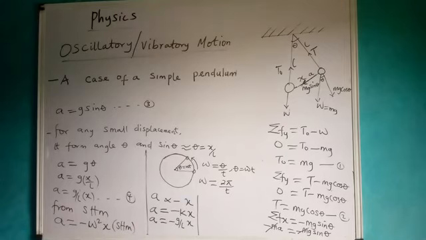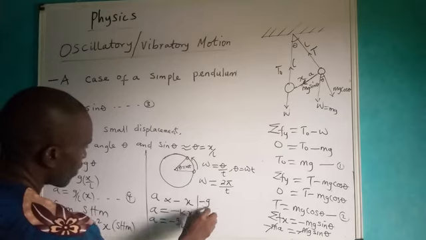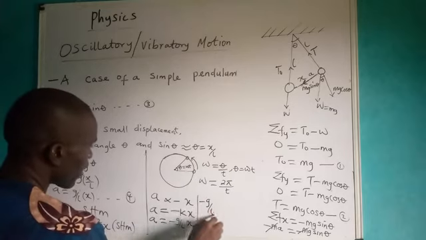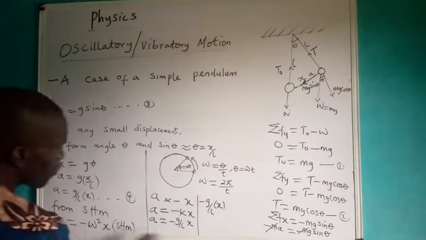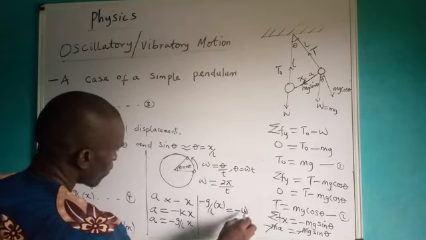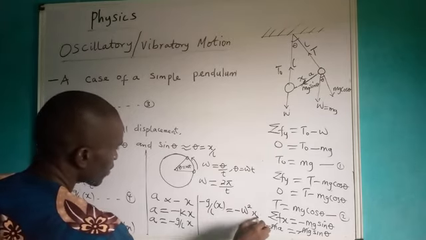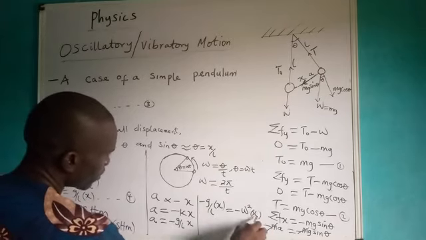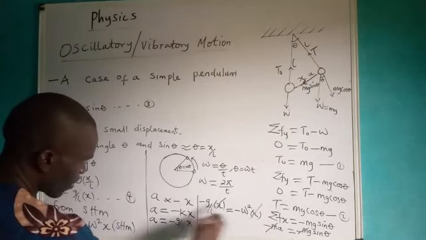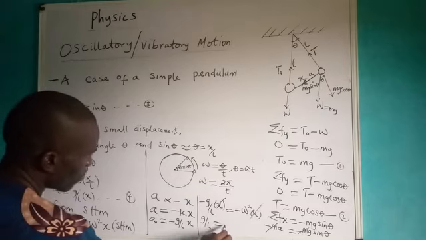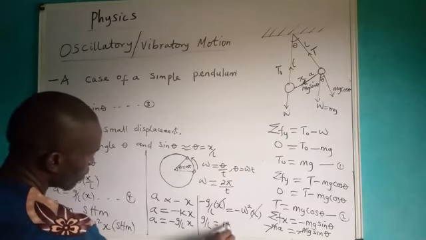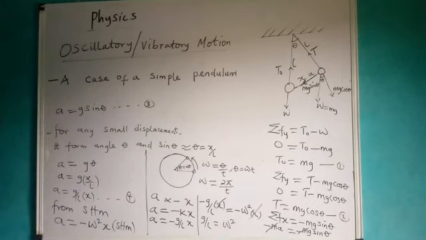If I put it there, in place of acceleration, minus g over L times x will be equal to minus the square of the angular velocity times x. The negative can eliminate the negative. Therefore, we have g over L equal to omega squared, the square of the angular velocity. That is what we are going to be having.